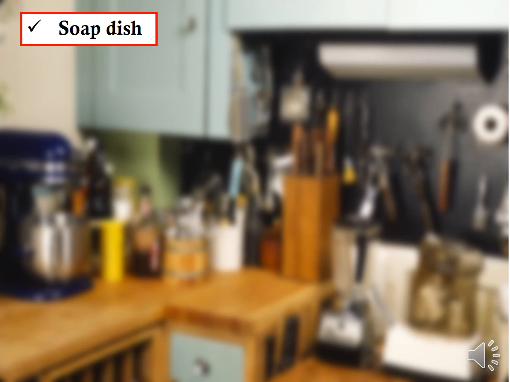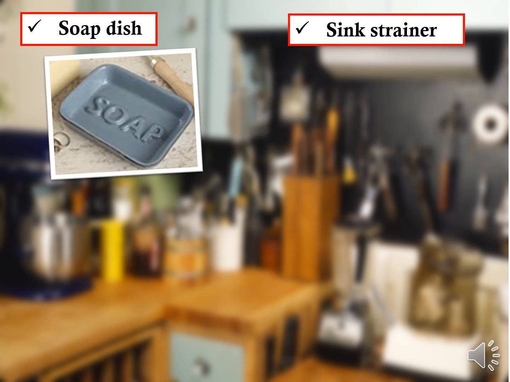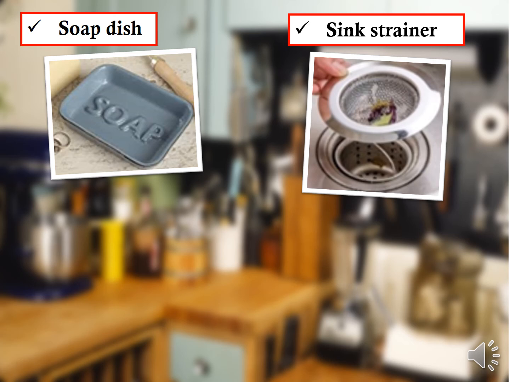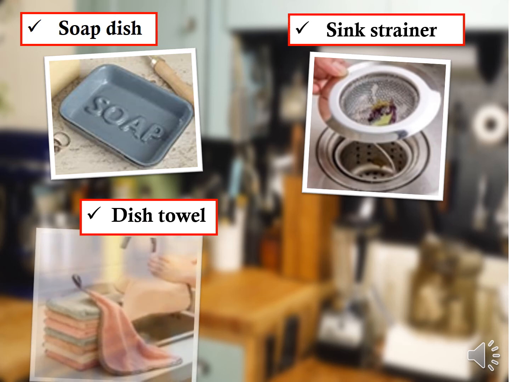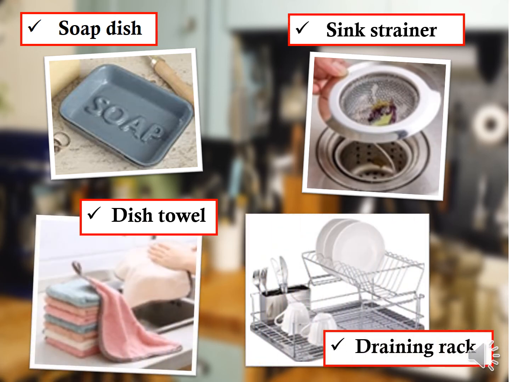Soap dish. It is used to hold soap or dishwashing liquid so that the sink is neat all the time. Then, a sink strainer. It is used to control or hold dirt that can cause a clog in the sink. Then dish towel, that is used in drying and wiping tools, utensils, and equipment before using and storing them. Then we have the draining rack, that is used to hold tools after washing to facilitate draining.